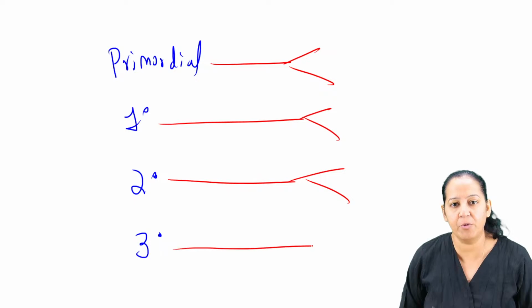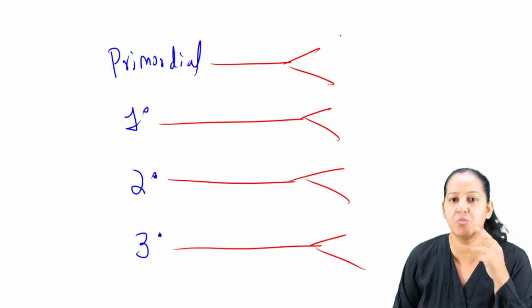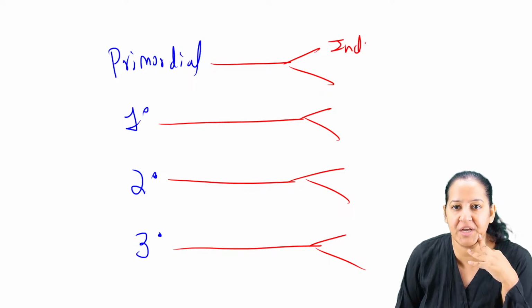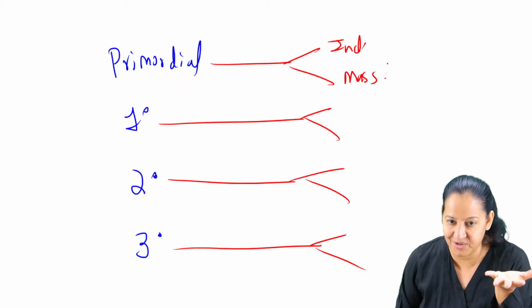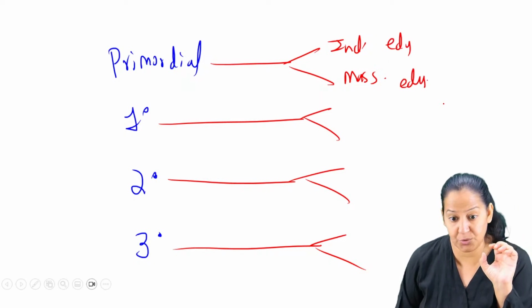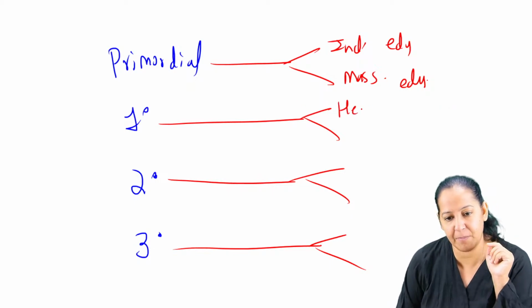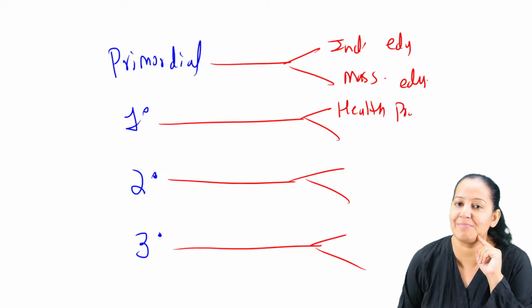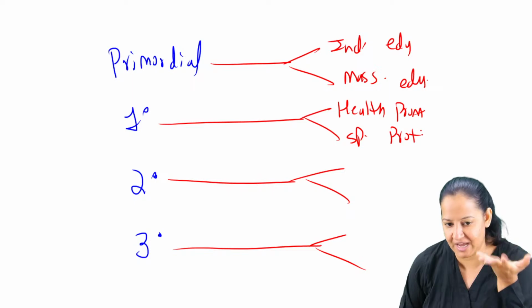So a total of 8 modes of intervention are there. Can you tell me the modes of intervention? For primordial, we have 2 modes of intervention: individual education and mass education. Individual is one-to-one, like the father and the child. We just educate the person so that they don't do it in future. For primary, there are 2: health promotion, which is non-specific, and specific protection, which is for a specific agent. I have given you the example.